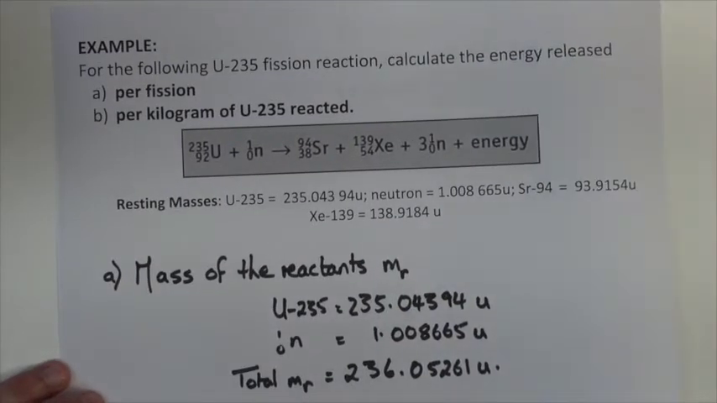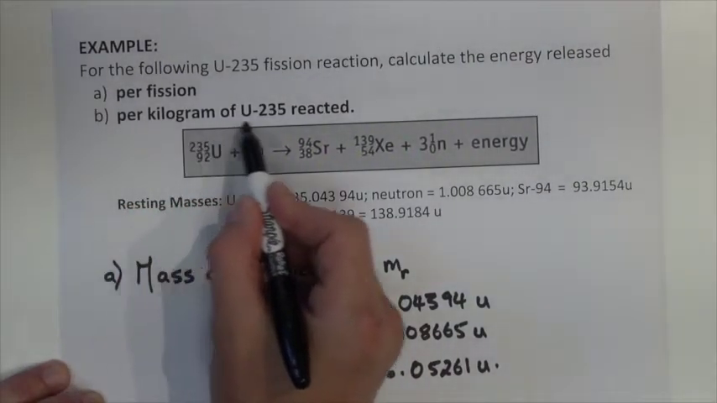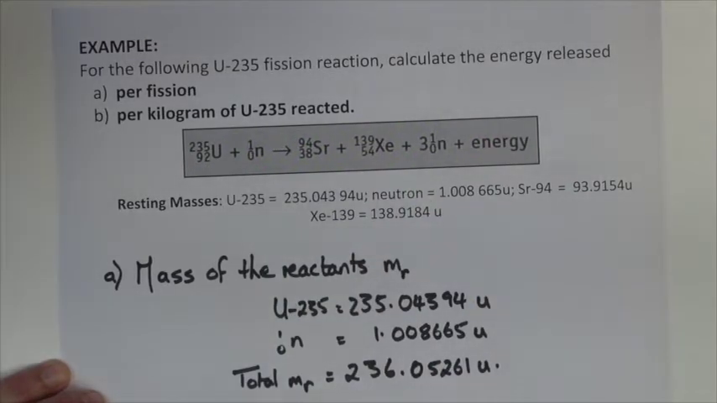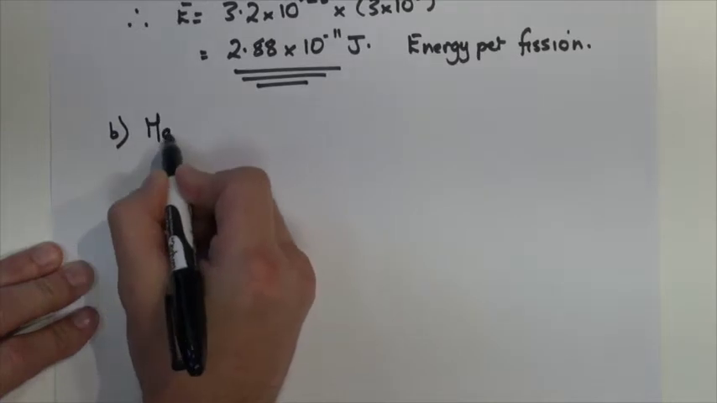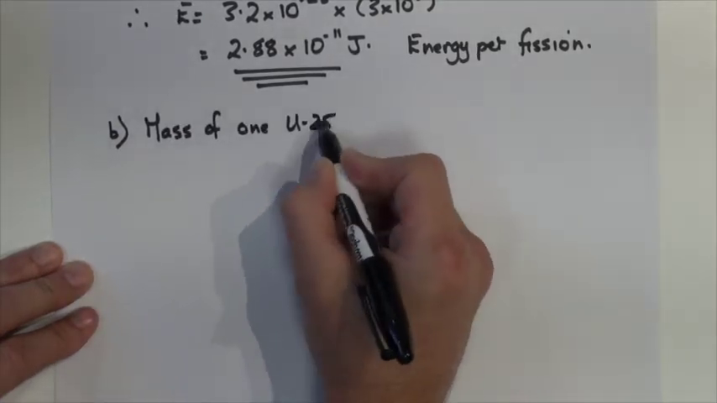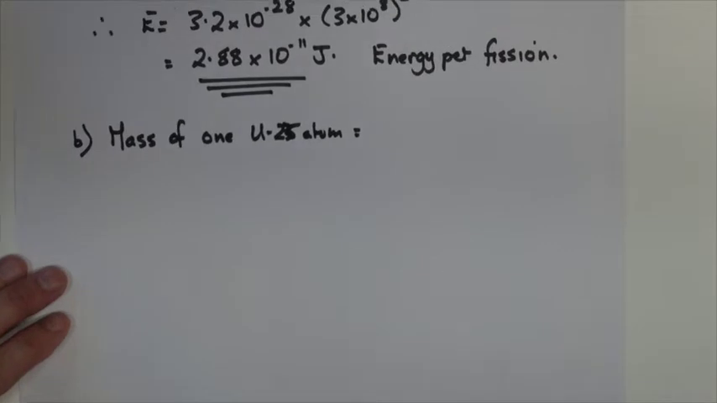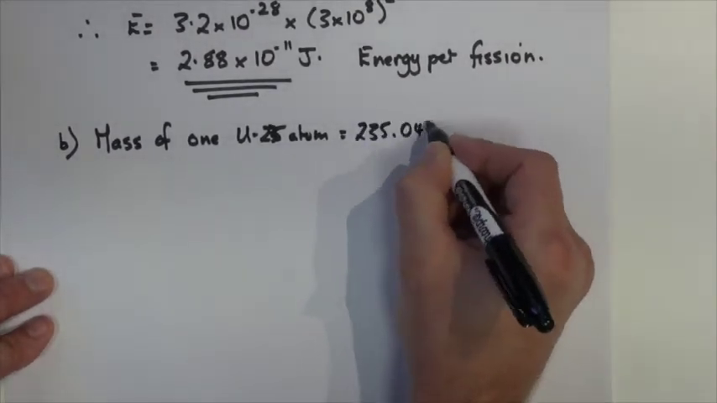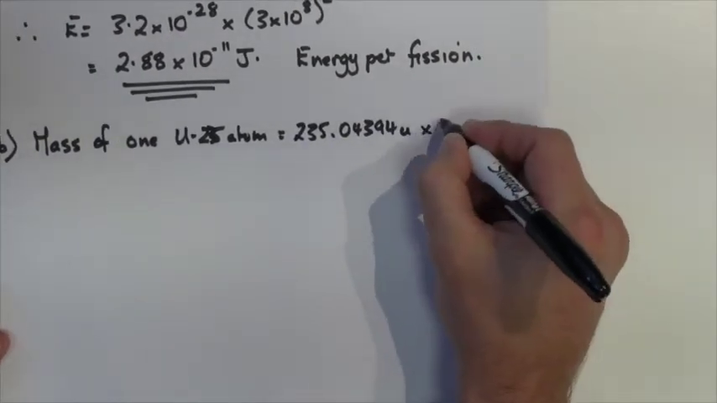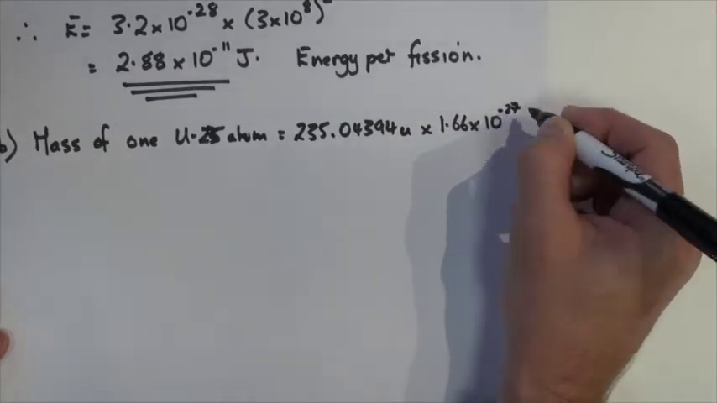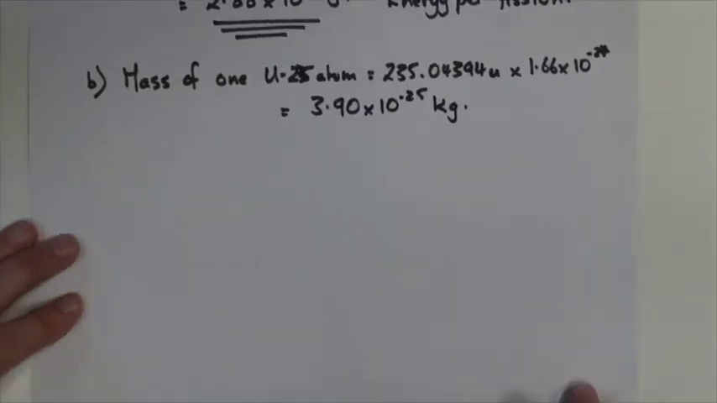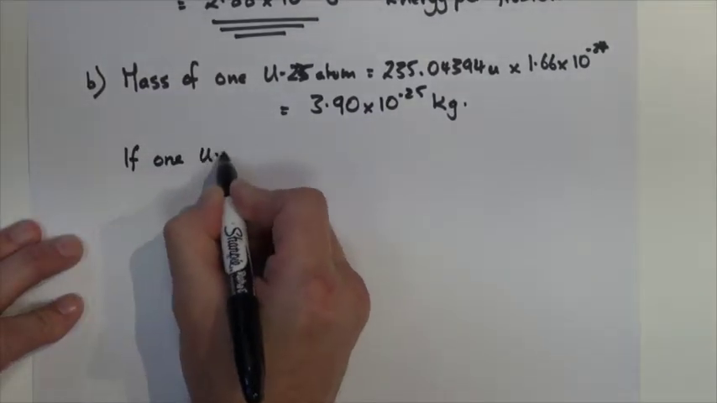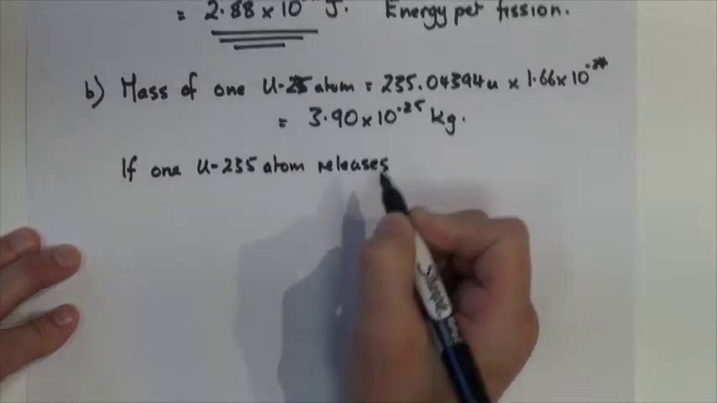So now let's look at part B. In part B, I've got to work out what the energy is per kilogram of uranium-235. So basically, all I'm going to do is take the energy that I had and multiply it by the amount of atoms in a whole kilogram. So I know that the mass of uranium-235 is 235.0439. I'm going to convert it into kilograms, multiplying by 1.66 times 10 to the negative 27. That gives me 3.9 times 10 to the negative 25.